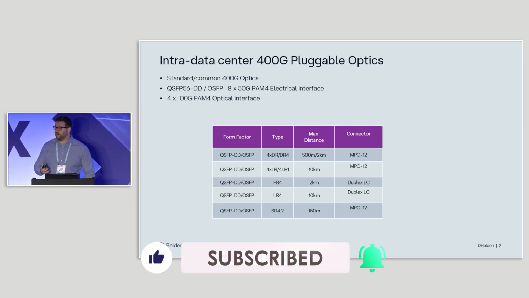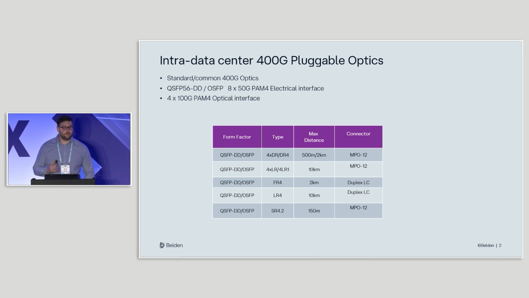So starting off with the common optics in the data center space, the 400 gig pluggable optics. You have the two main form factors, which are the QSFP-DD 400, also known as the QDD, and the OSFP. The two common things between these two form factors is that they both share, at 400 gig, 8 times 50 gig PAM4 electrical lanes, and then they're gearboxed into 4 times 100 gig PAM4 optical interfaces.